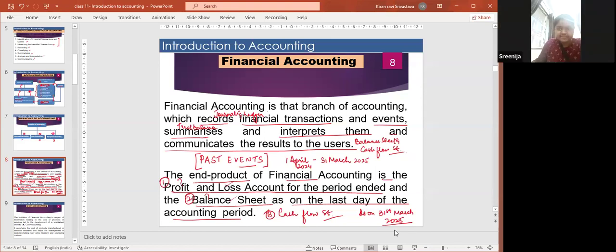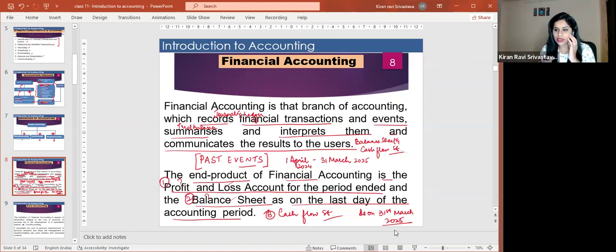Yes, it's all past. So on 31st March 2025, whatever transactions or recordings the books will show, it will be all past events. This is one main thing of financial accounting, because management accounting deals with all future events. The data given by financial accounting is always historical in nature.